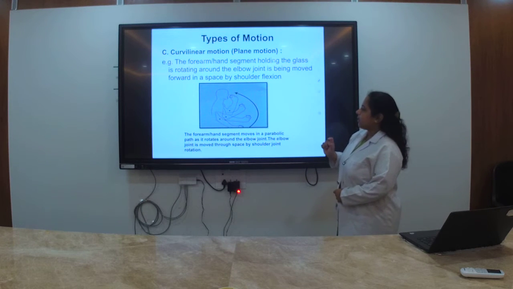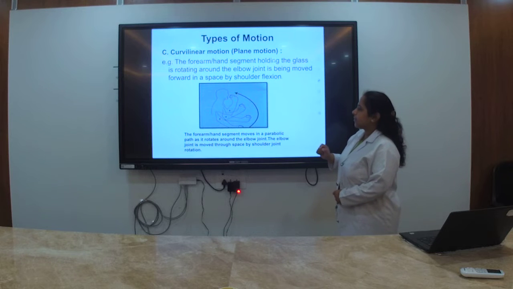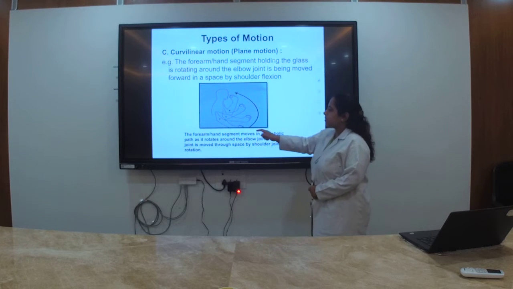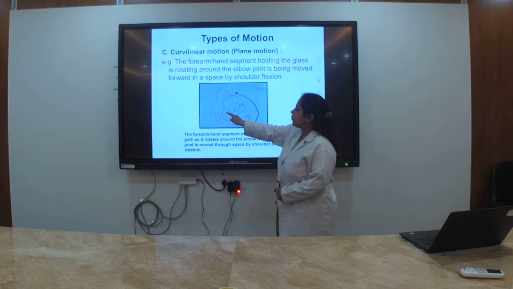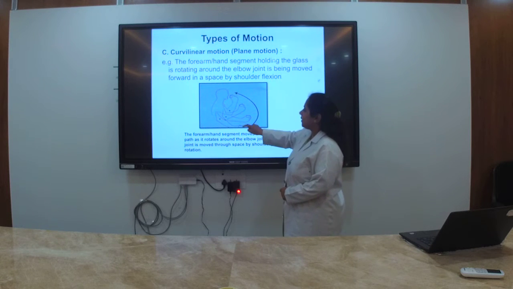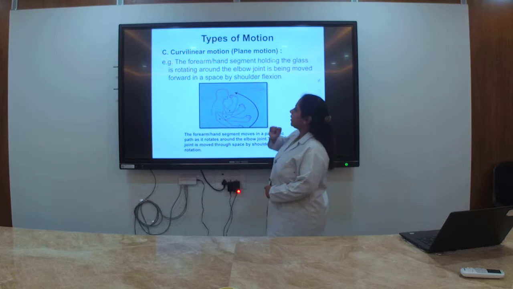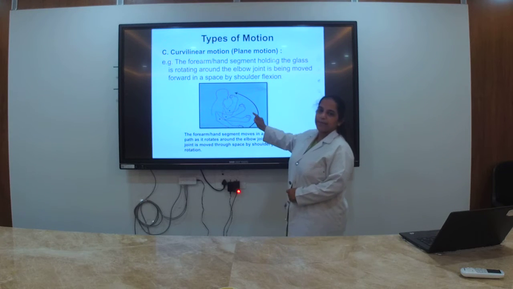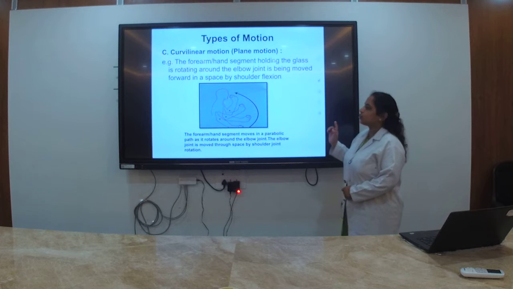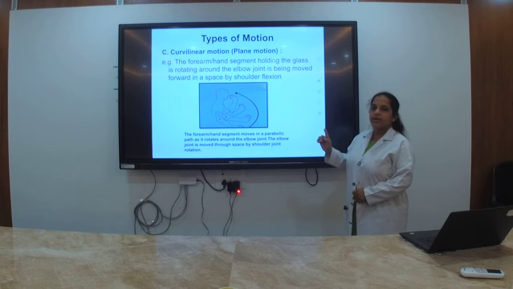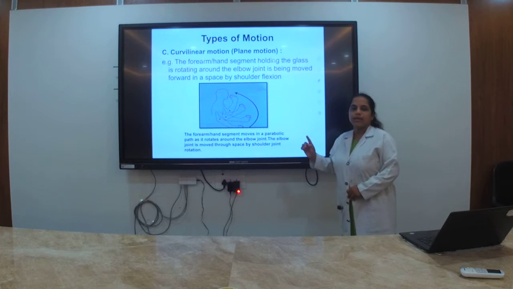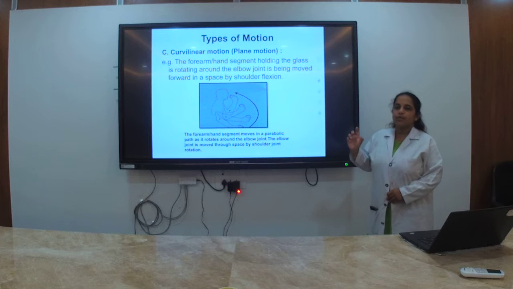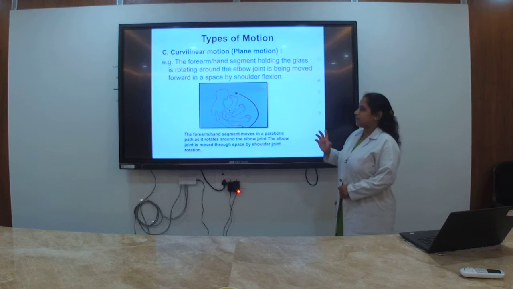You can see here the example. The person is doing first wrist flexion, then elbow flexion and shoulder flexion, and drinking the water. So this is going into a parabolic path. So this is an example of curvilinear motion. An example of curvilinear motion outside the body is throwing a ball in space.